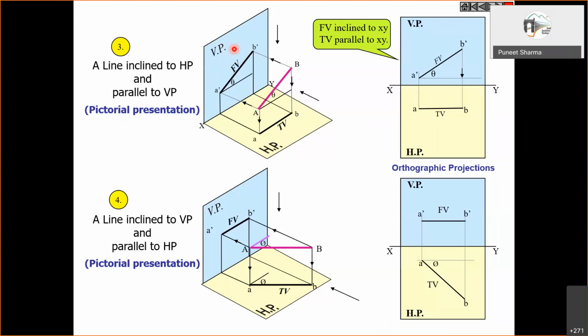So what I'm saying is, one thing is B dash will move parallel to XY. That is one thing. And second thing is, because of this A dash B dash length of the front view will change, right? It will not remain the true length. It will get reduced, right? Yes. Okay. Second thing, this theta will also change.